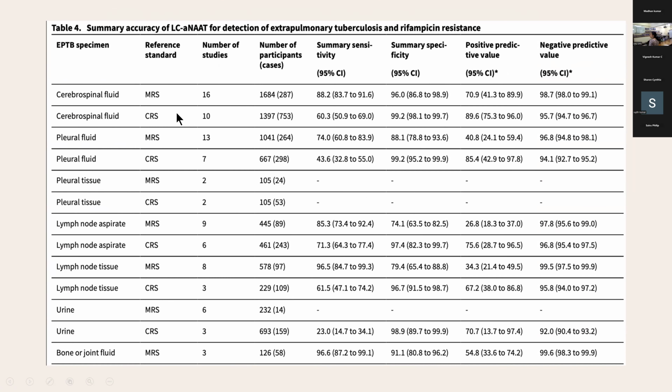Okay, so for the interest of today's session, I'm mainly concentrating on the CSF fluid. For CSF fluid, with the reference standard of microbiology, it had 88.2% sensitivity and 96.0% specificity. When you compare it against the composite outcome, that means culture may not have been positive, but based on your overall assessment, you had 60% sensitivity and 99.2% specificity.